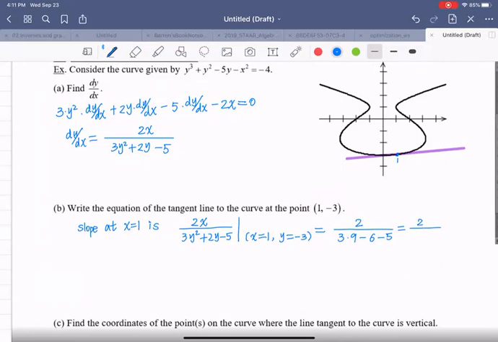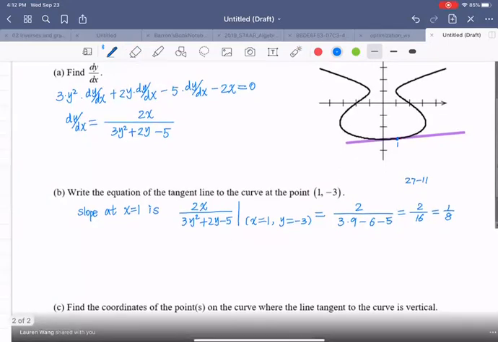So 27 minus 11, which is 16, right? That means the slope at this position is 1/8. If the slope at this point is 1/8, the point-slope form is y minus -3 equals the slope times x minus 1. That makes sense?